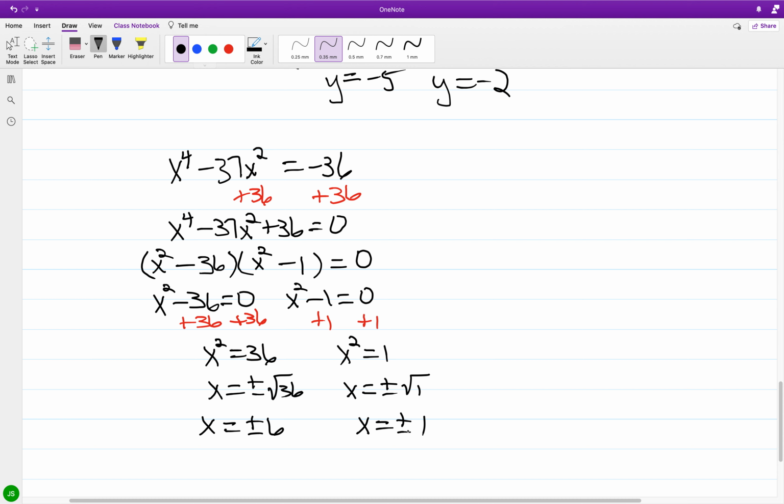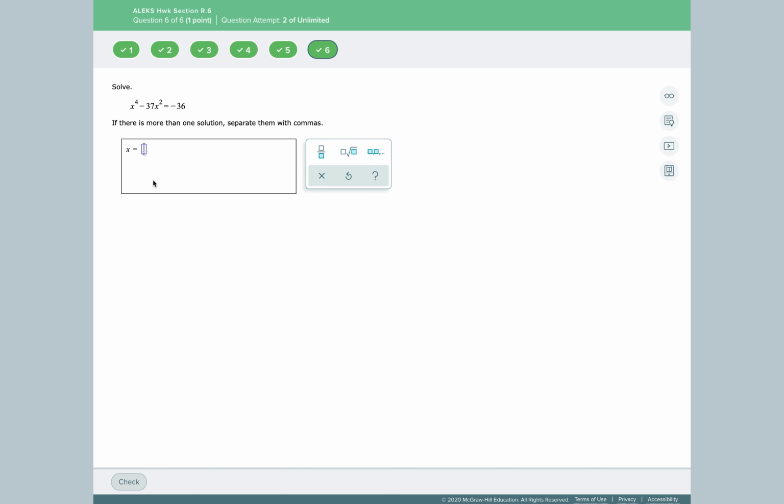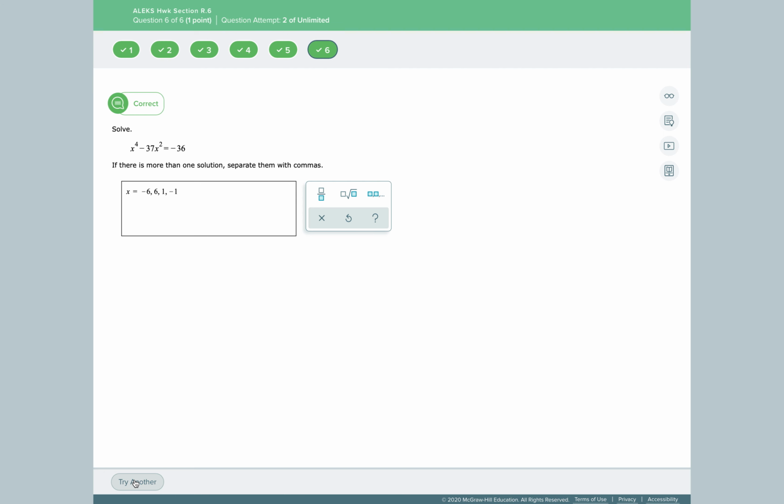So again, writing in expanded form, we have x equal to 6, negative 6, negative 1, and positive 1. Okay, so testing out the results here, I have negative 6 and 6, 1 and negative 1. And checking out the results, it is also correct.